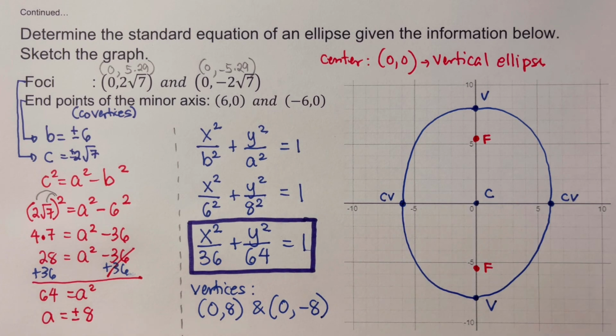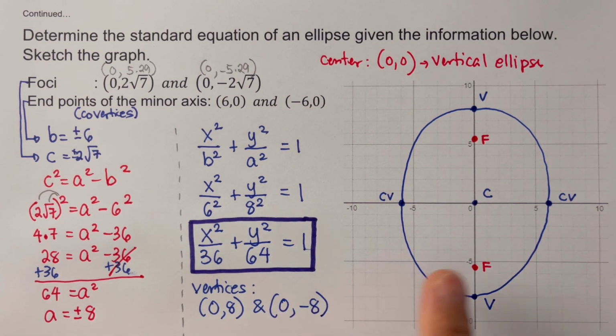Okay, so these are the coordinates of the two vertices, and I already have graphed this ellipse that we have right here. Did you get the same answer as this?